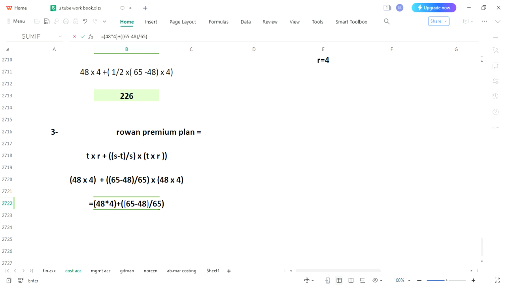Okay, so perhaps we need to put another bracket, but let's see if it comes. Bracket open, 48 multiplied by 4, bracket closed. I'm doubtful that we should have a few more brackets. Let's put it over here. Look, instead of making this many brackets, you can use it without brackets as well. So we have got our answer.